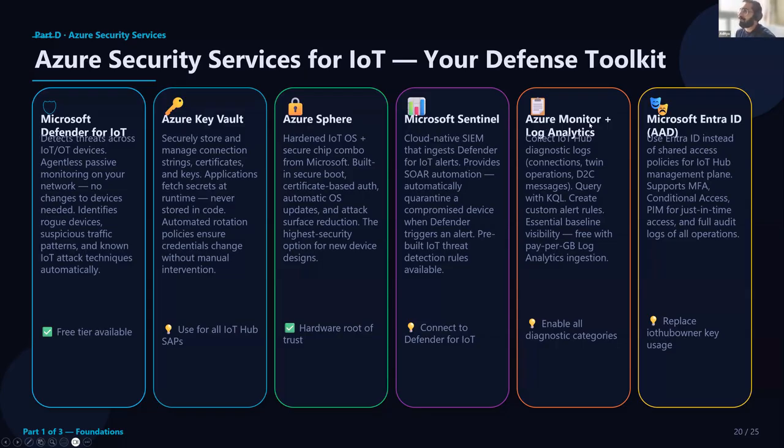Then there are Azure Monitor, Log Analytics, and Microsoft Entra ID, which is very important. You should use Entra ID instead of shared access policies for IoT Hub. The management plane, I hope you guys know what is the management plane, what is the control plane. It comes with support for MFA, conditional access, PIM, everything. Everything is in place. Okay.